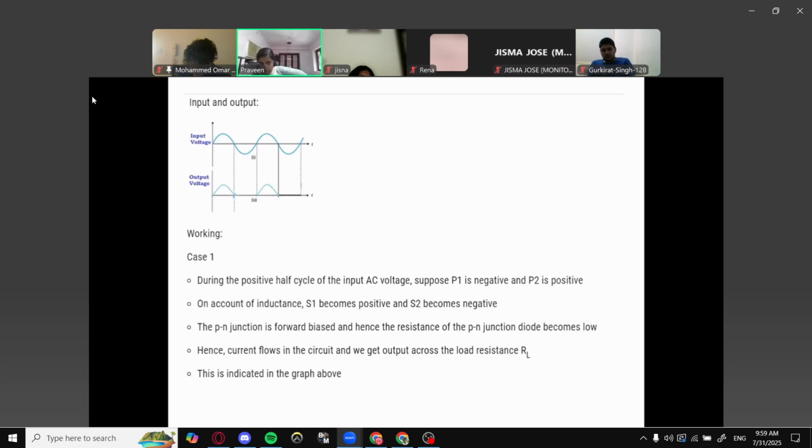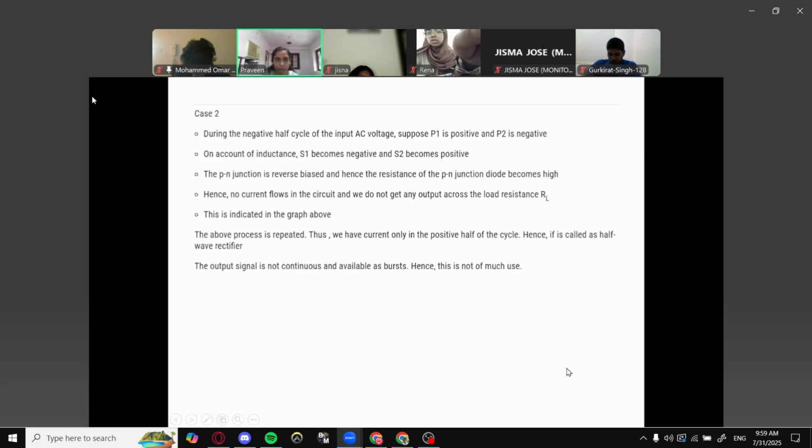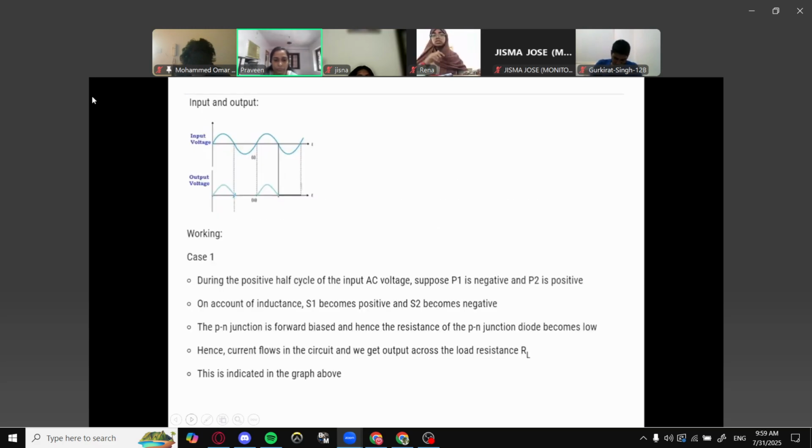Okay. Working of half-wave rectifier. Put the heading: working of half-wave rectifier. And you need to draw that graph. That graph used to be asked. So please plot that graph.